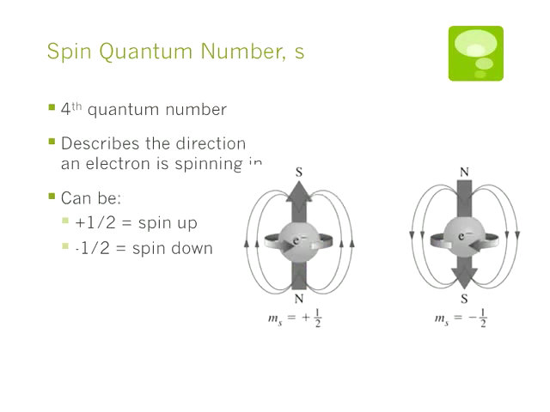The last quantum number is the spin quantum number. It's represented with s. And it describes the direction an electron is spinning in. And it can either be positive 1/2 for spin up or negative 1/2 for spin down. And the reason it can only be these two ways is when an electron spins, it creates a magnet. And they have a north and a south pole.